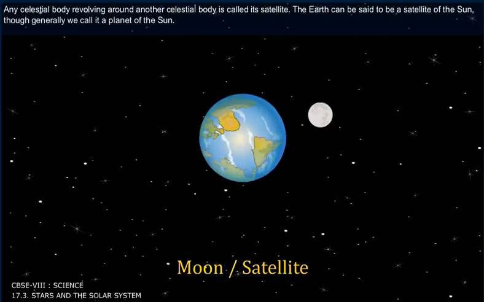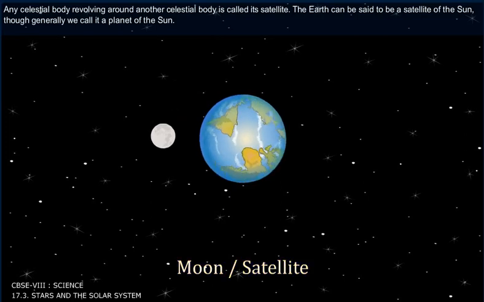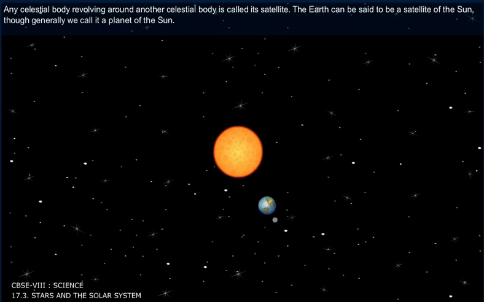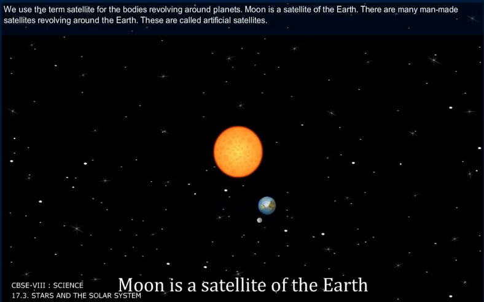The Earth can be said to be a satellite of the Sun, though generally we call it a planet of the Sun. We use the term satellite for the bodies revolving around planets. Moon is a satellite of the Earth. There are many man-made satellites revolving round the Earth. These are called artificial satellites.